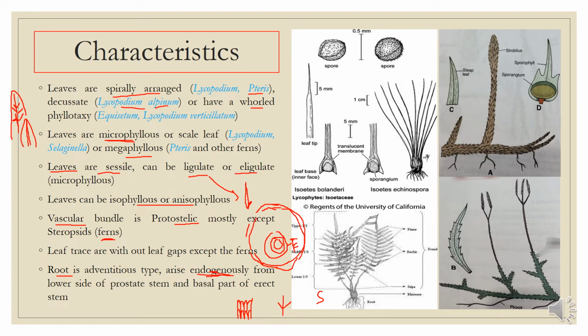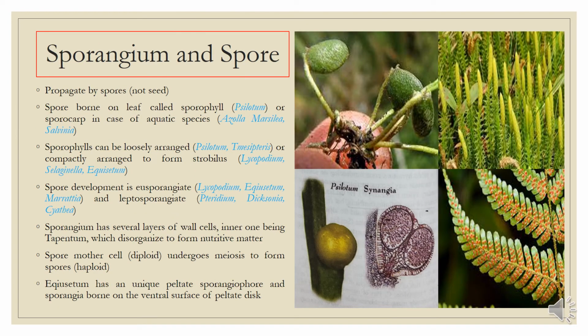So roots in pteridophytes are endogenously developed, and they develop from the lower side of the prostrate stem, or from the basal part of the erect stem. So we see that they develop from the lower side or the prostrate part of the stem. They are adventitious there, because in all pteridophytes the primary root is soon replaced by adventitious roots.